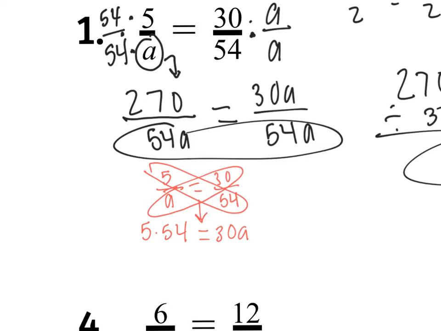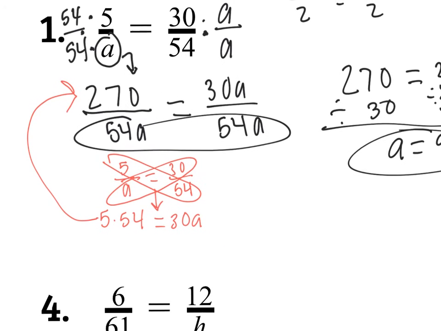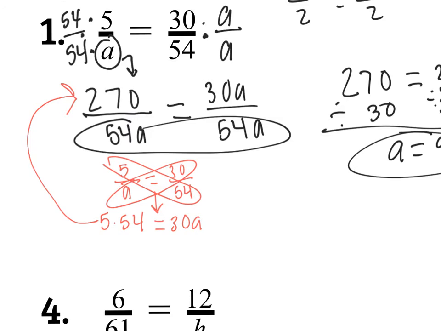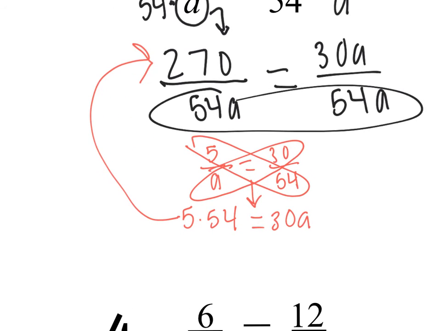So now if you notice, we are left with the exact same equation we had up here. We did 270 equals 30a. Well, 5 times 54 is 270. So that's what this equation will simplify to. And then we do the same thing, divide by 30, and I get a equals 9.